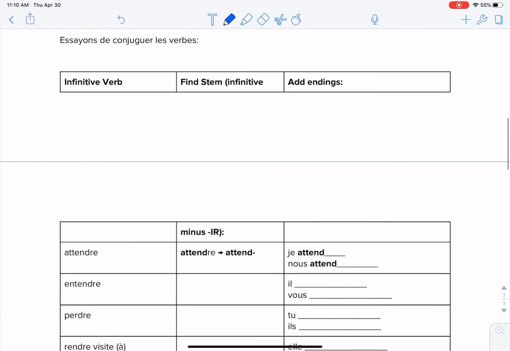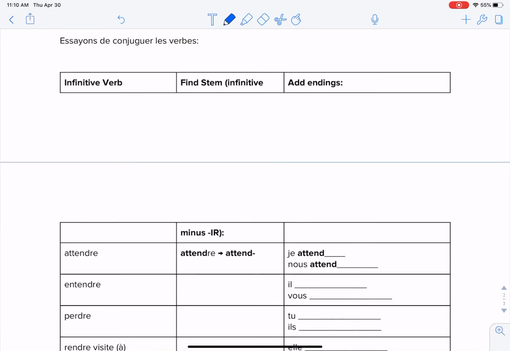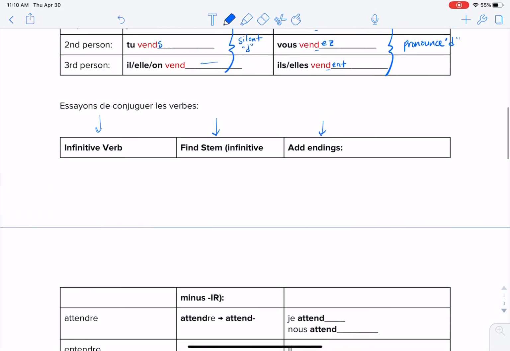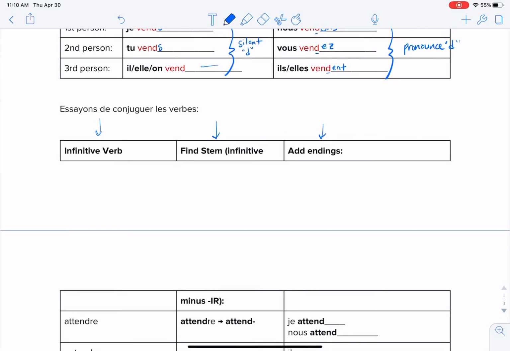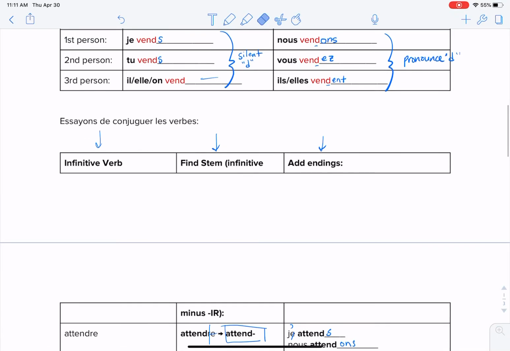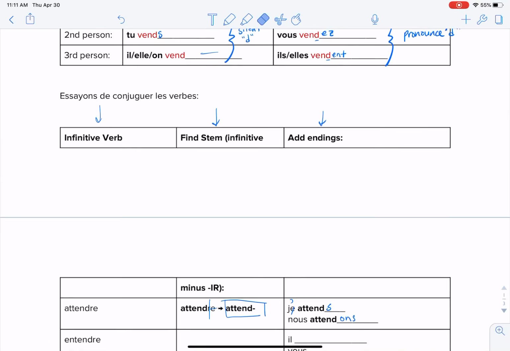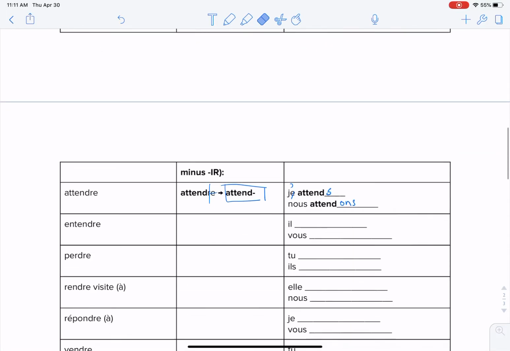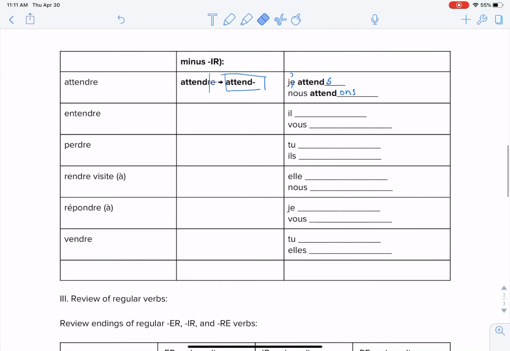So let's give these a try. We have our infinitive verb. We're going to find the stem, and then we'll add the correct endings on. So attendre, for example, to wait. We chop off the RE. This becomes our stem. And then the je ending to say I wait. This should actually be J apostrophe. J'attends. Nous, the ending is ONS. So nous attendons. J'attends. So I wait for the bus would be j'attends le bus. We wait for our friend. Nous attendons notre ami.